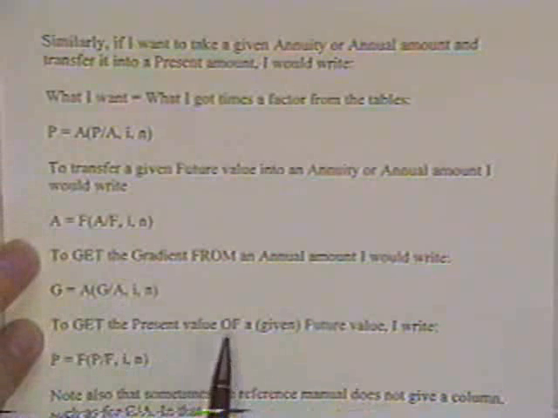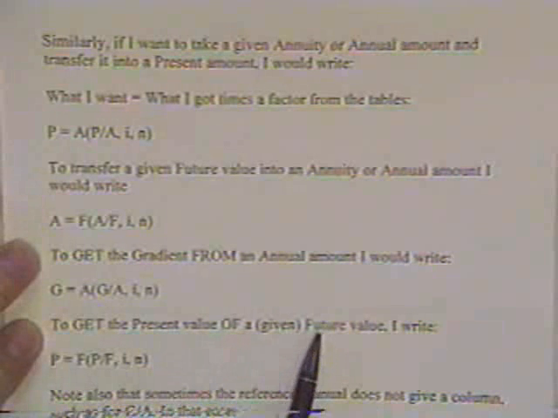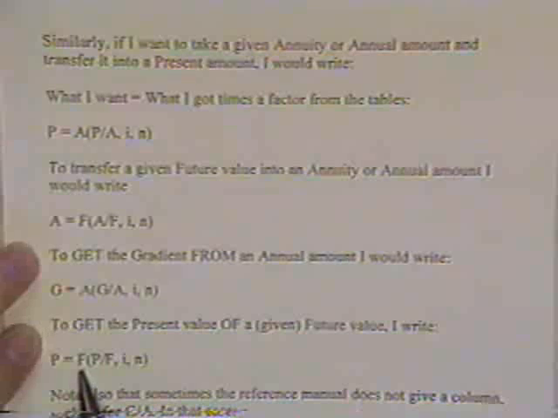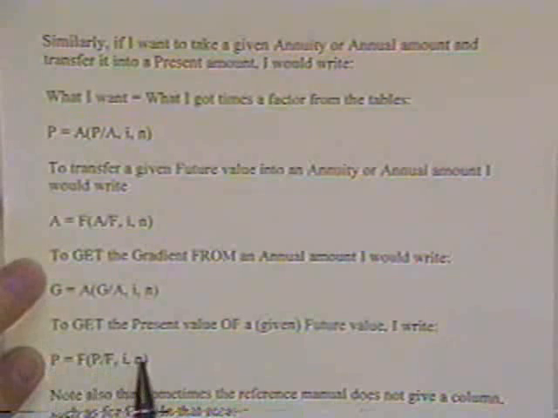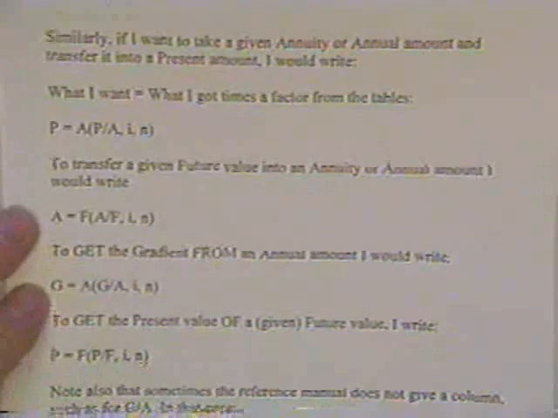To get the present value of a future value, see here the future value is given. So you put the future value on the right-hand side. You want to get its present value. Then you would multiply it times the factor P over F, where F appears to cancel F, leaving you with P.